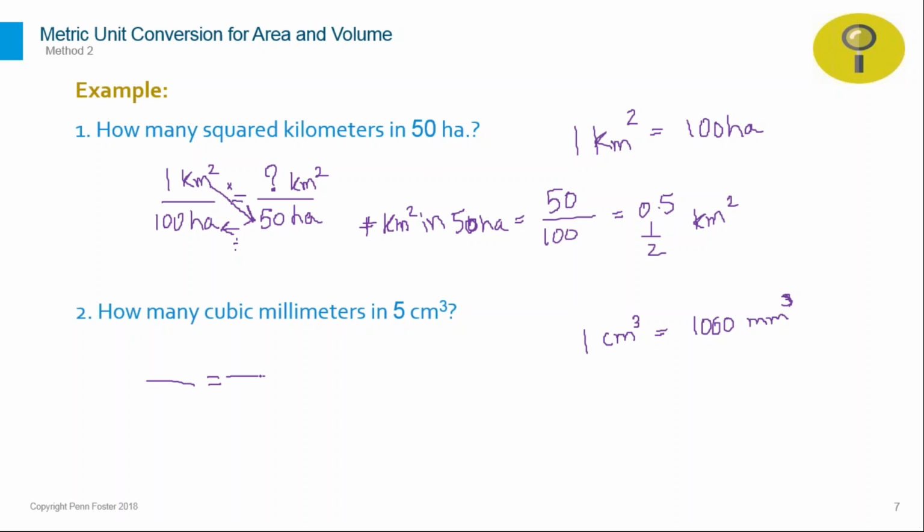Set up the proportion correctly. I'm gonna do 1 centimeters cubed on the top. On the bottom, I'm gonna choose to put the 1,000 millimeters cubed. You can do millimeters cubed over centimeters cubed, but you have to keep the order on the second fraction, so you get the right answer. So since it's asking how many cubic millimeters, then the unknown would be on the denominator, and the known would be on the numerator.